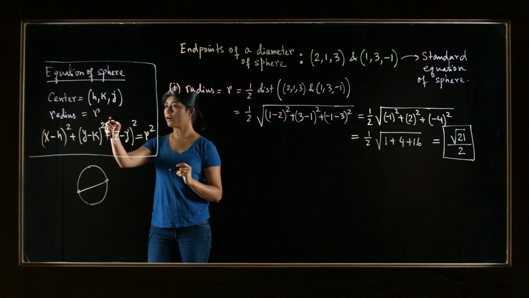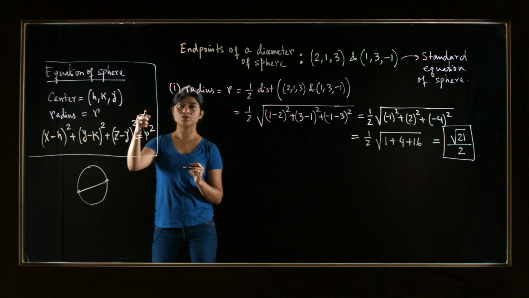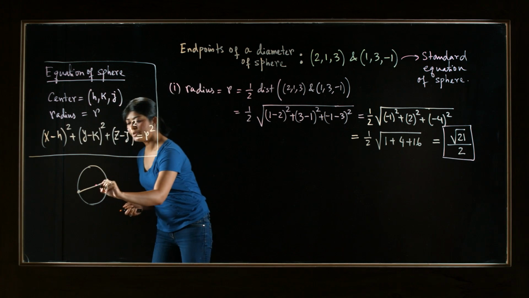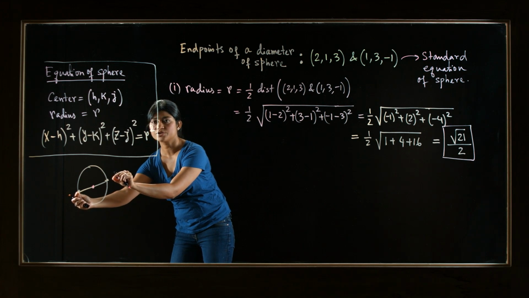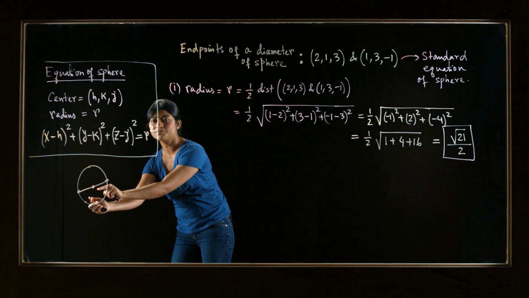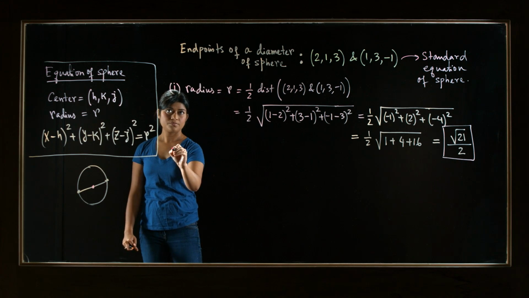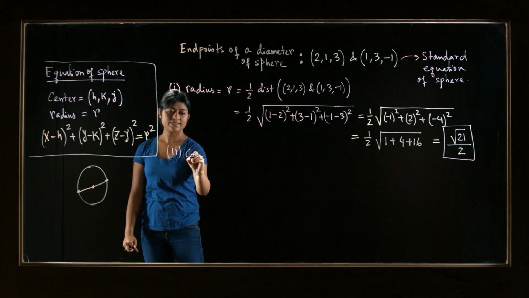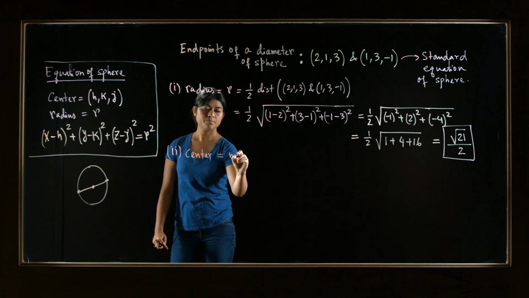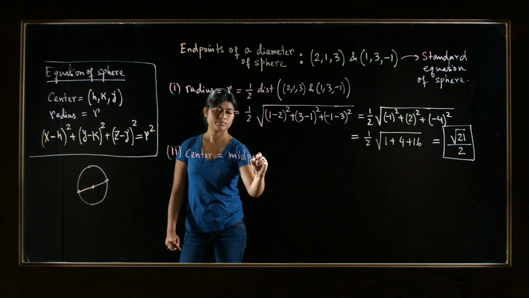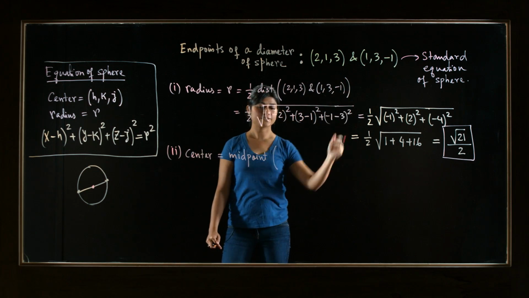So this is our radius. Okay, we already have r. Now we have to figure out the coordinates of the center of the sphere. So how do we get the center? When we have the endpoints of a diameter, we just have to find the midpoint of this line segment. So to find the center, we just need to figure out the midpoint of the line segment joining these 2 points.